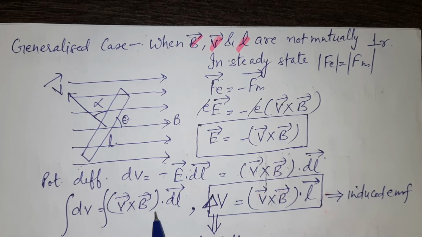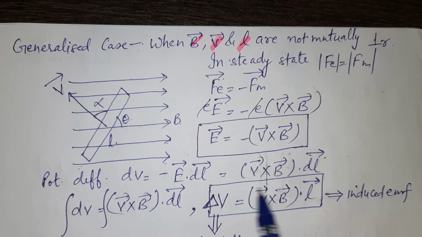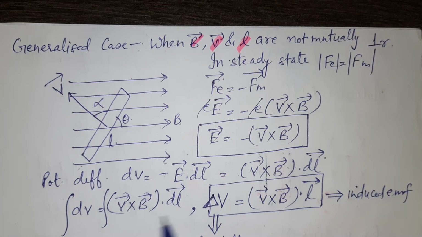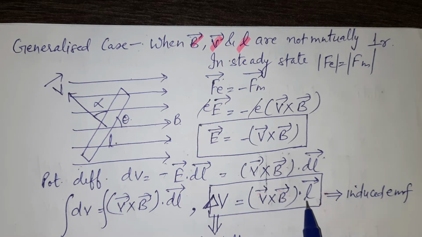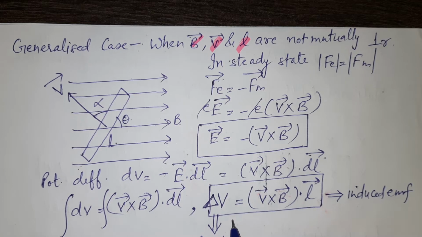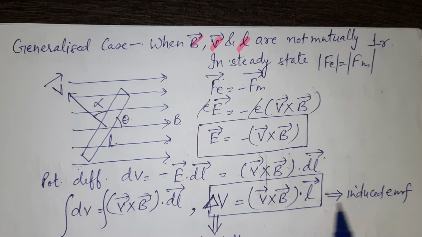This V cross B will be taken outside the integration because V is constant, B is also constant. Then we take the integration of dl, which will be equal to L. So we got potential difference equal to V cross B dot L. So we will remember that when V, B and L are not mutually perpendicular, the potential difference will be V cross B dot L. And when they are mutually perpendicular, we will get VBL.